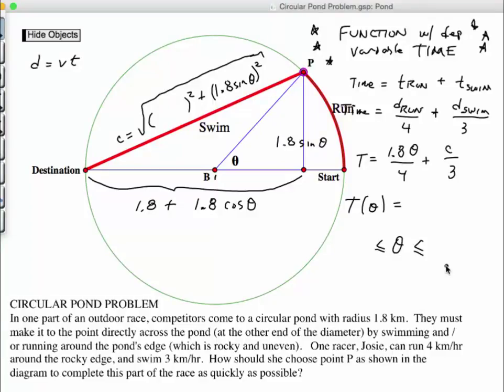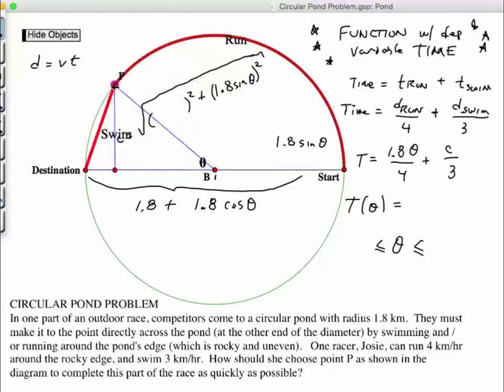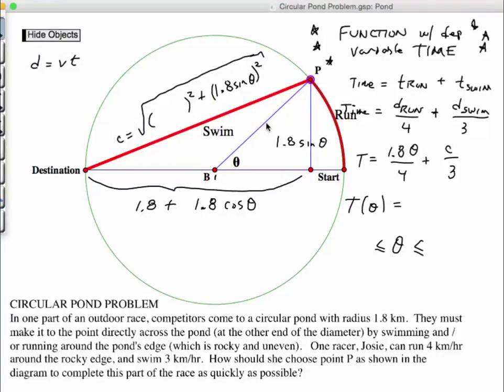Theta from what to what? Least theta. 0 means what for her race? Swims the whole way. 2 pi, meaning she runs the whole way. See that? So these end values are definitely important because they're both legitimate things that she could do. She could swim the whole way, that's theta equals 0. She could run the whole way, that's theta equals pi.